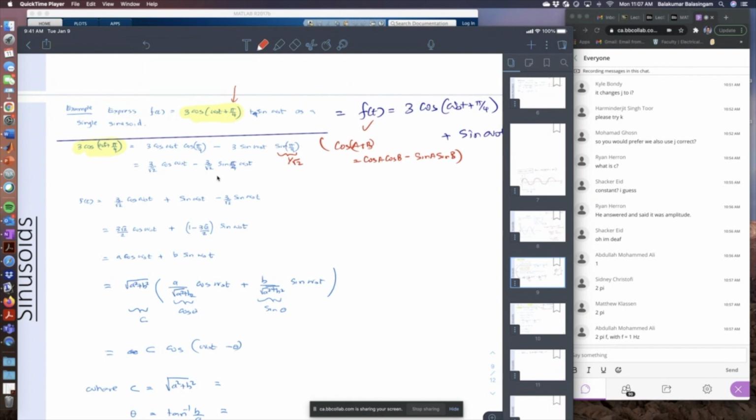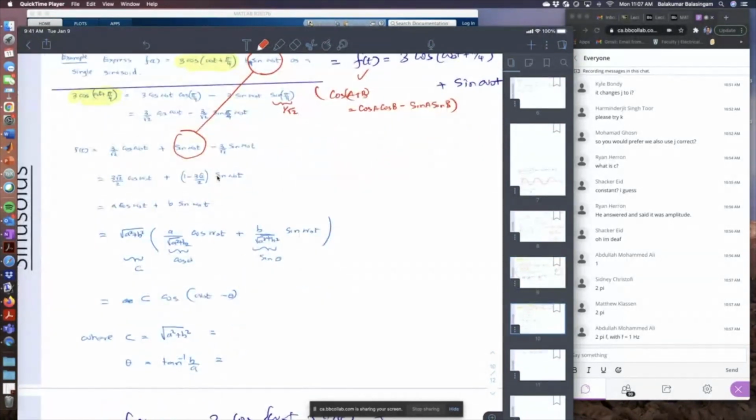So that becomes 3 over square root of 2 cos ω0 t minus 3 over square root of 2 sine ω0 t. And then this term, sine ω0 t. So the goal was to express this in a single sinusoid. Now we have 3 terms. We need to combine all of these. Fortunately, this and this can be combined because these are both sine ω0 t. So that is sine ω0 t times (1 minus 3 square root of 2 over 2).